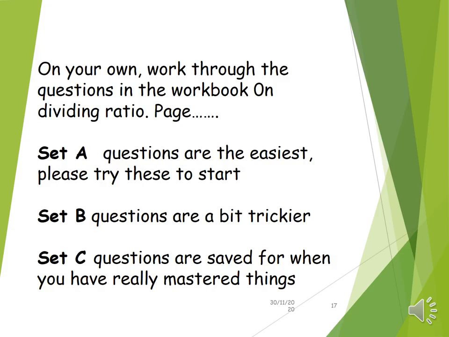Now, what I want you to do is, on your own, work through the questions in the workbook on the dividing ratio. Your tutor will be able to tell you the exact page number. Set A questions are the easiest, by the way, so you should always start off with that. Once you finish, go on to set B, slightly trickier. And finally, I want you all to try set C, which are questions for when you have really mastered everything else and you know your stuff properly. So you should all answer set C questions also. So go ahead, get cracking on with that right now.